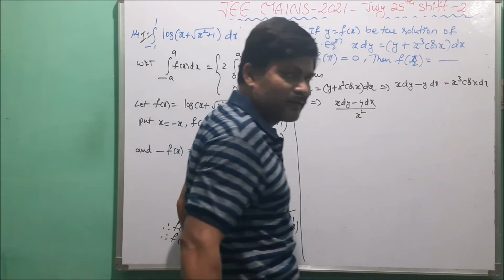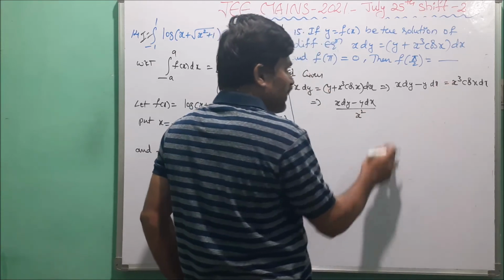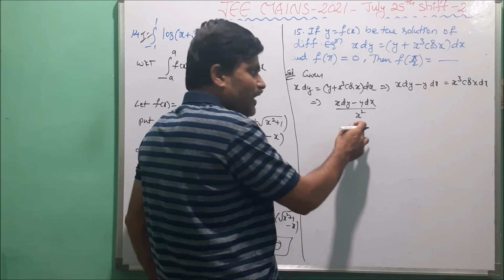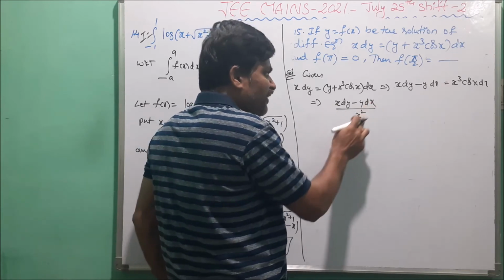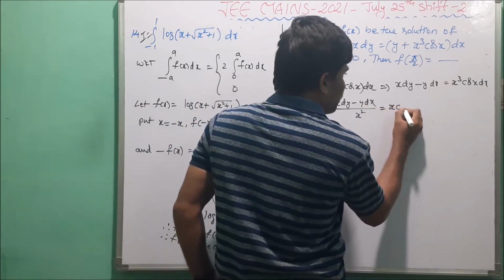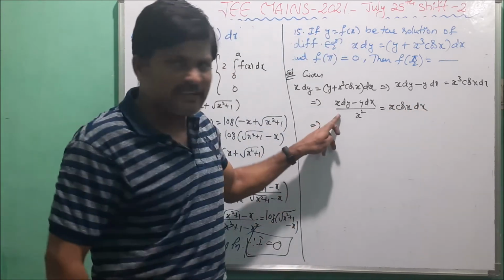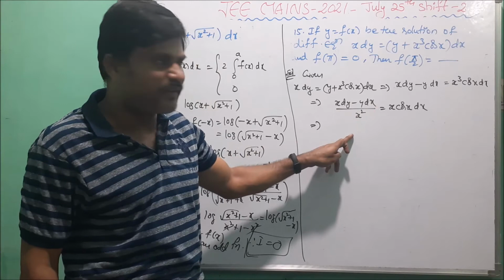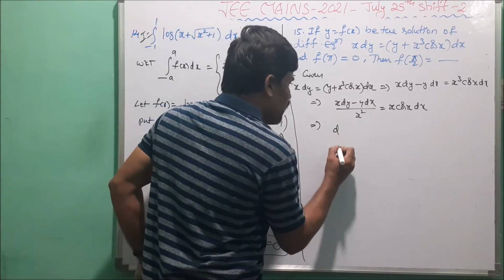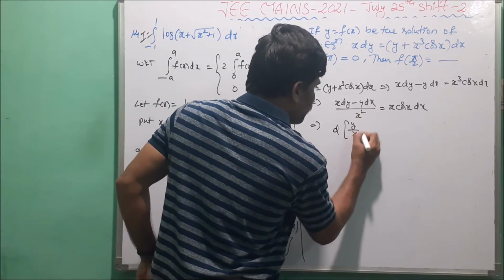Here x cube can be denoted as x into x square. Now we take x square to the left side, then we write (x dy minus y dx) by x square equal to x into cos x dx. Clearly we observe this is (x dy minus y dx) by x square.